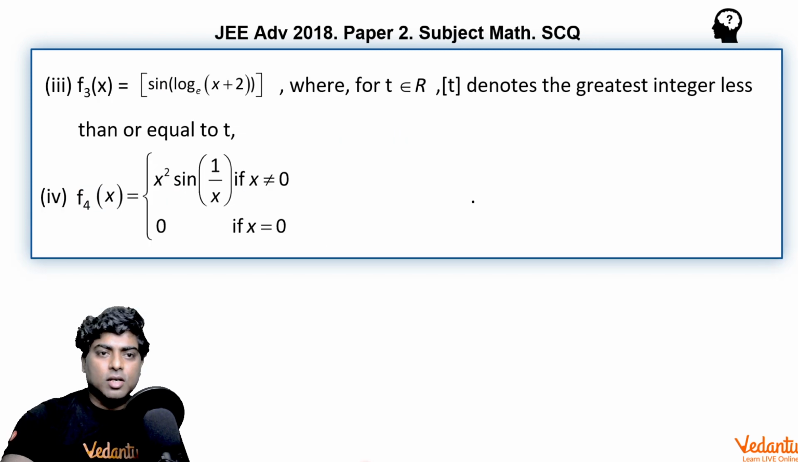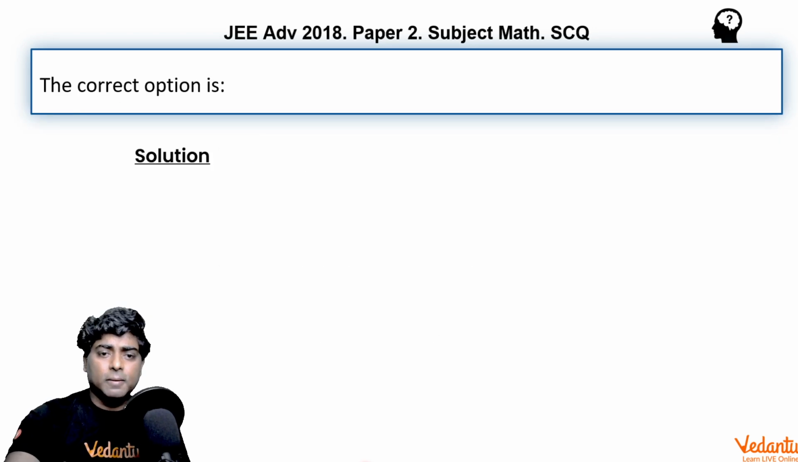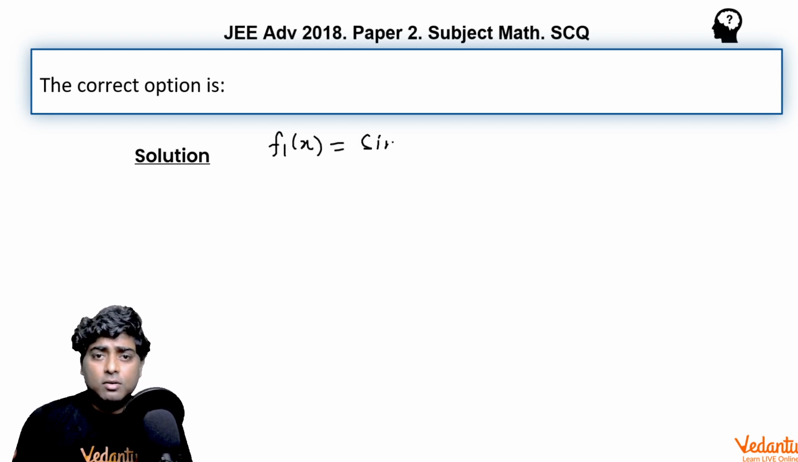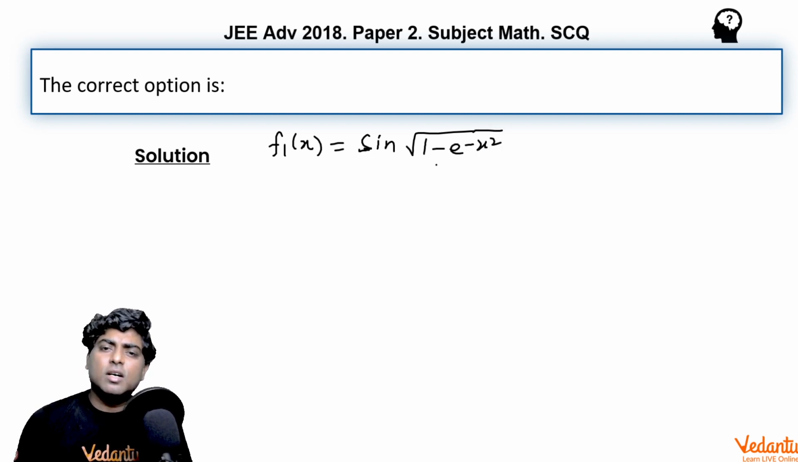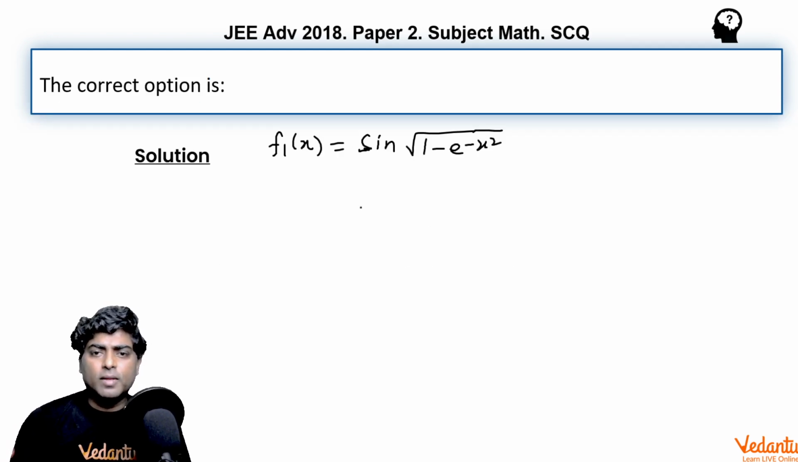Okay, so coming to the very first function, f1(x) is sine of under root of 1 minus e raised power minus x square. So obviously there is no issue with the continuity at x equal to 0 because everything is asked at x equal to 0 in List 2, as you can see. So the only set point is x equal to 0. Here you can see f1(0) is 0. I am checking the continuity here of f1(x).